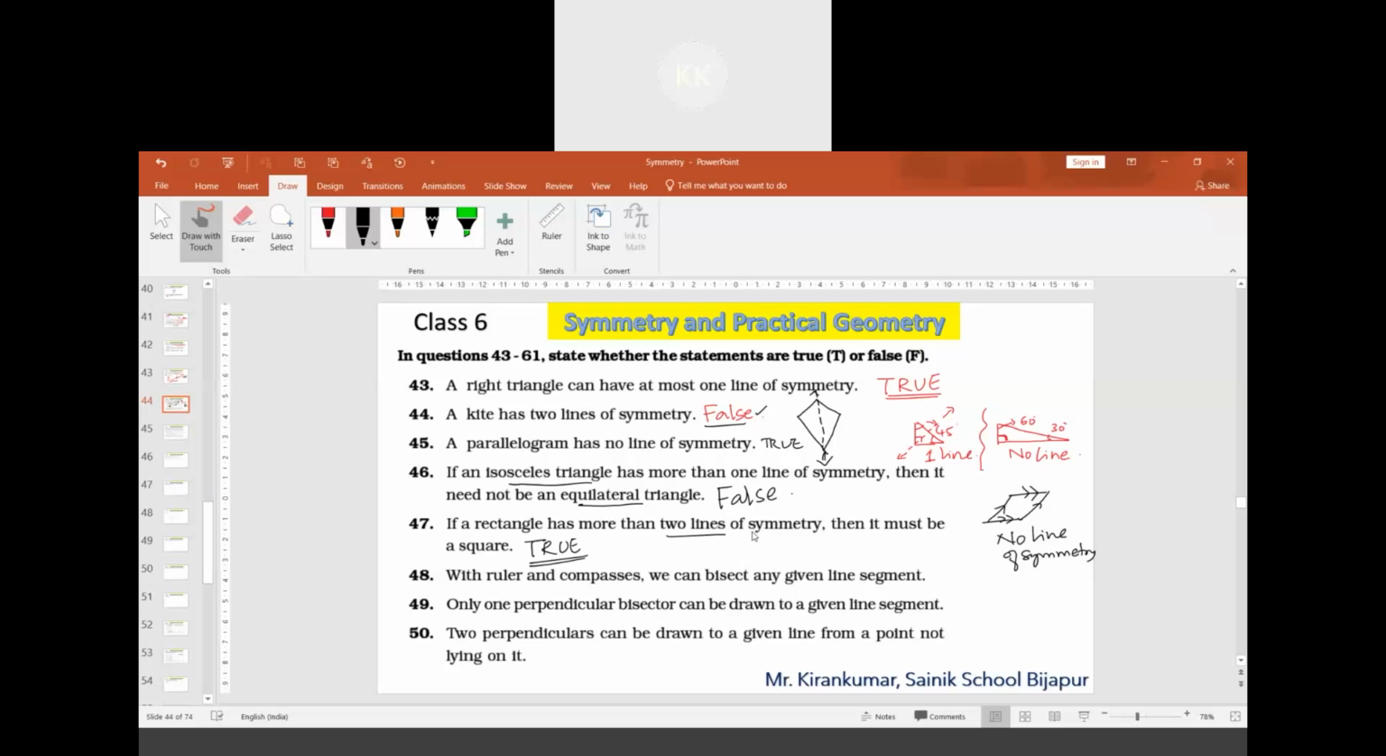Coming to question 48. With a ruler and compass, we can bisect any given line segment. True. The 49th also is true. Only one perpendicular bisector can be drawn to a given line segment. True.